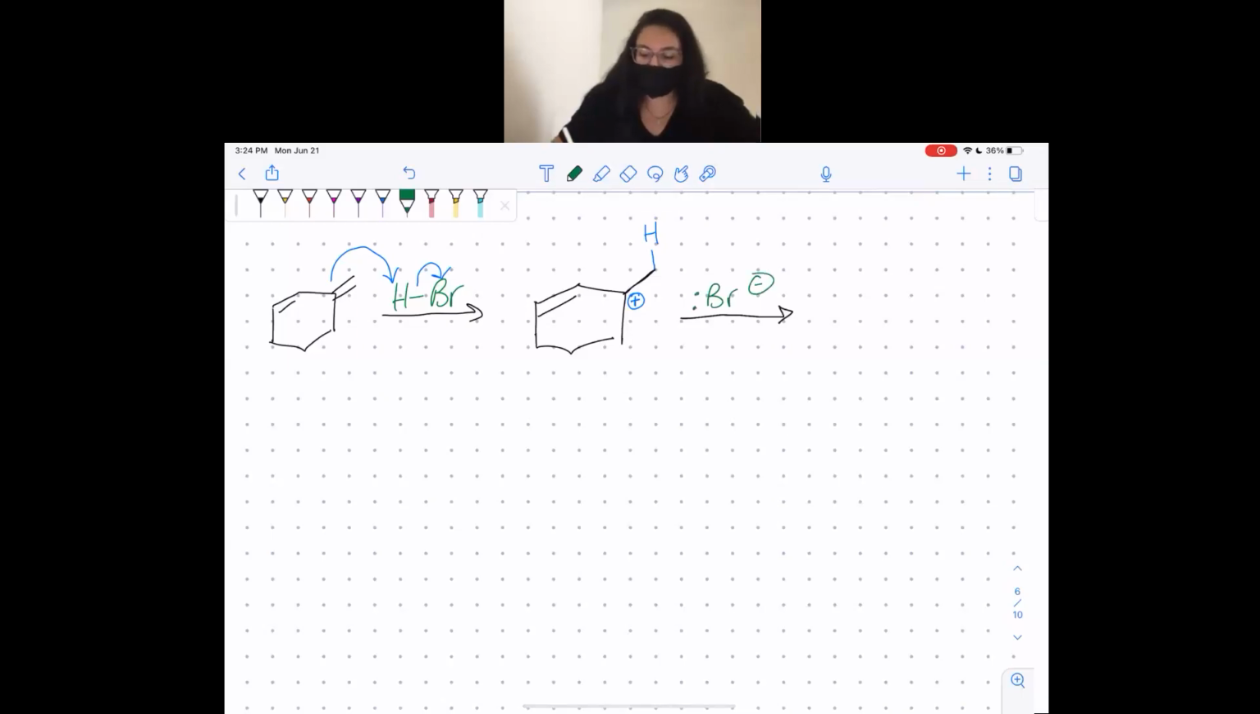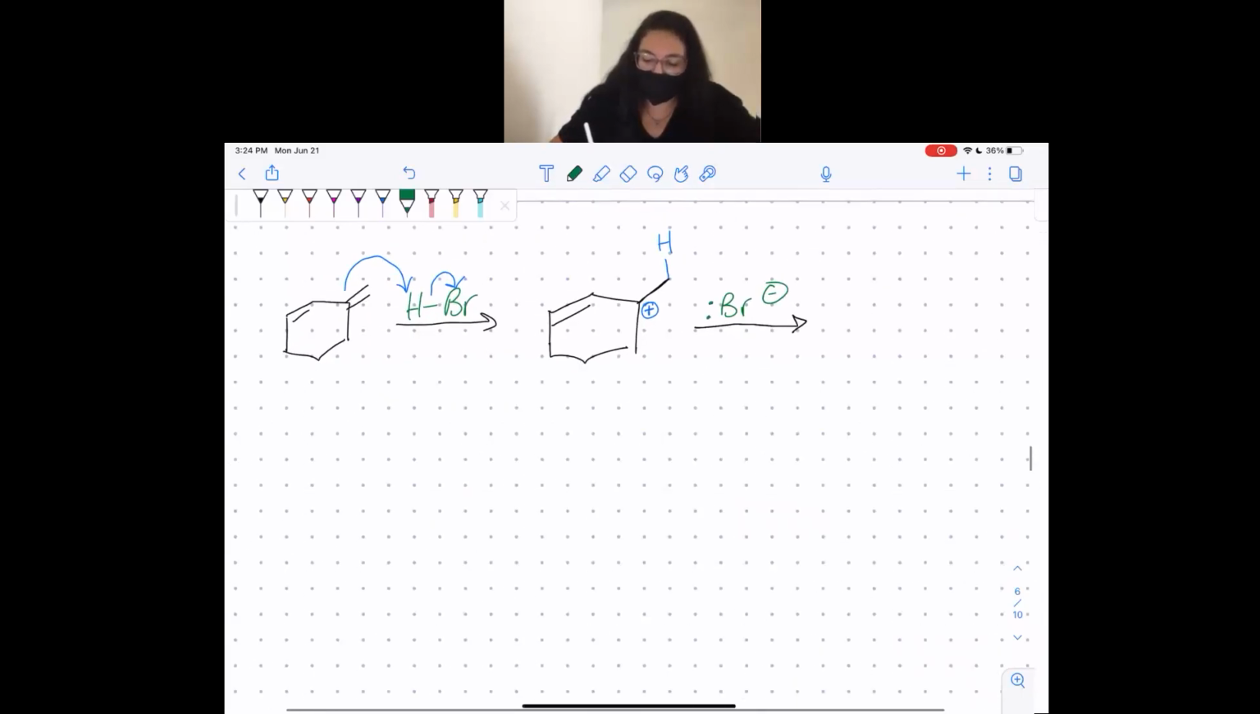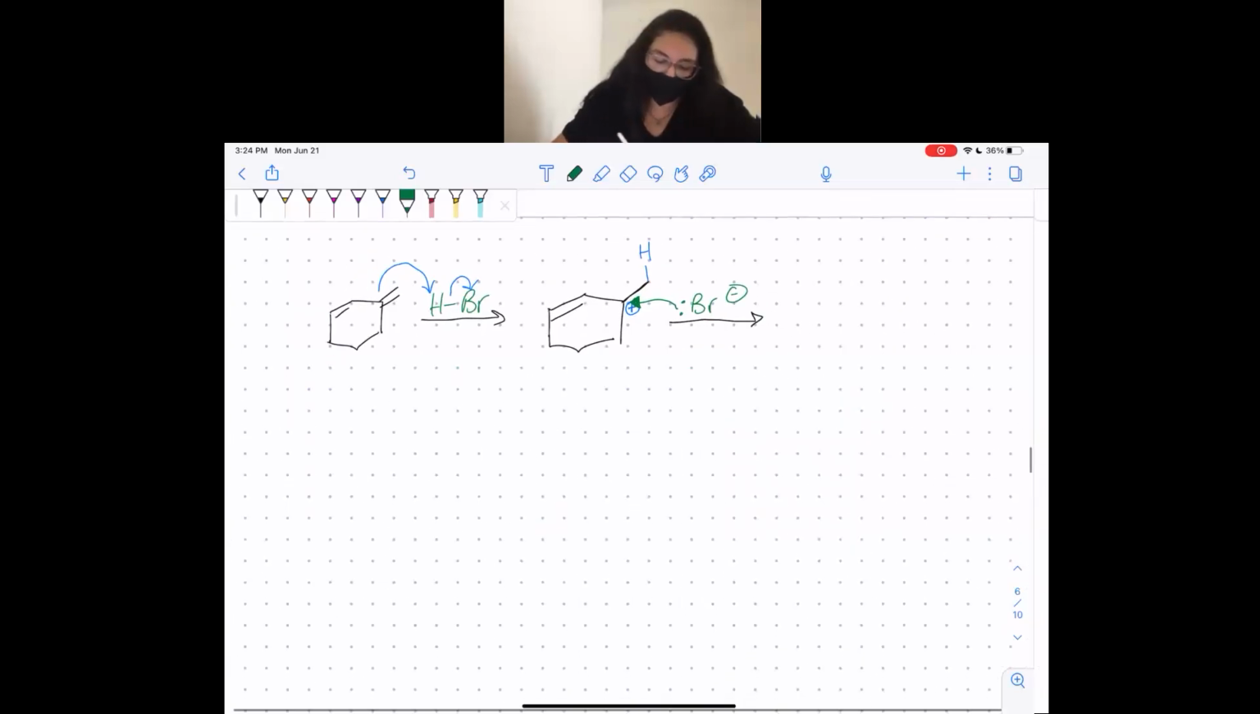now we have Br minus, and it's going to go ahead and attack the positive charge because it's negative. It wants to attack the positive and make something neutral. So we end up getting HBr.